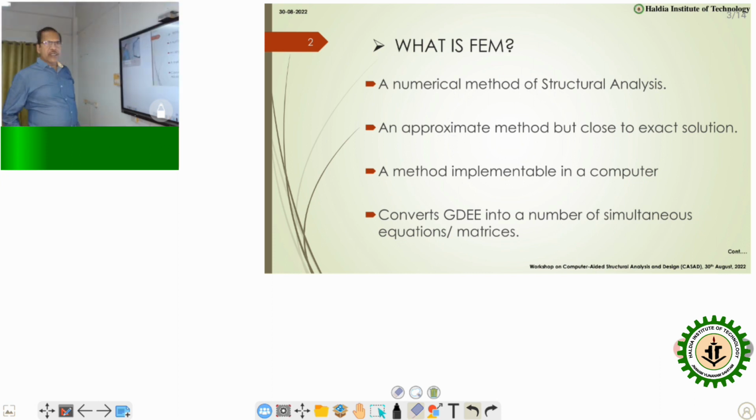The basic thing it does is convert the governing differential equation of equilibrium in a member into simultaneous equations or matrices. So basically, it's a matrix method. We have to operate on matrices. As such, if any kind of equation gets converted to matrices or simultaneous equations, then the solution by a digital computer becomes easy.